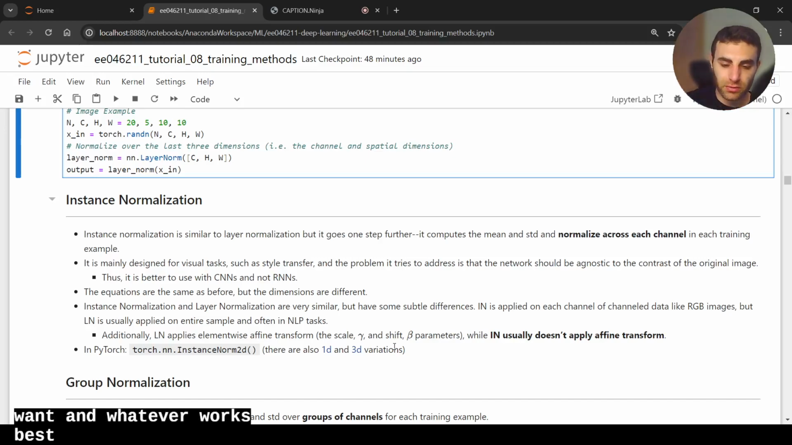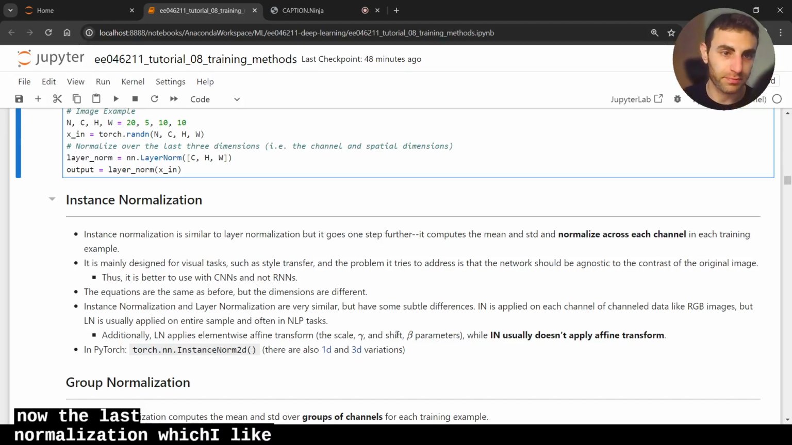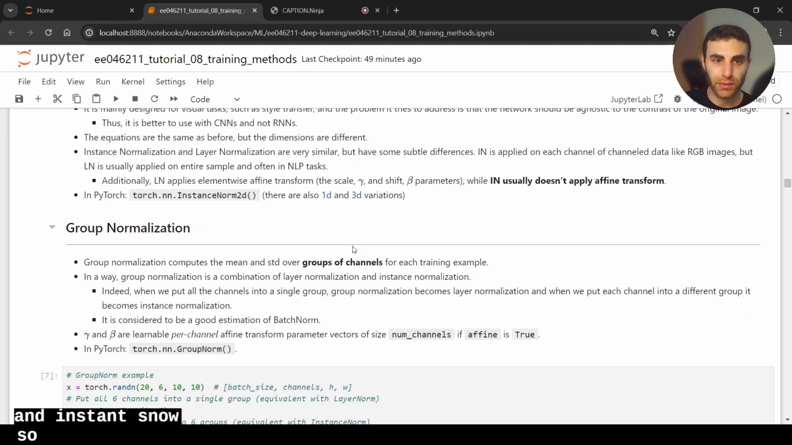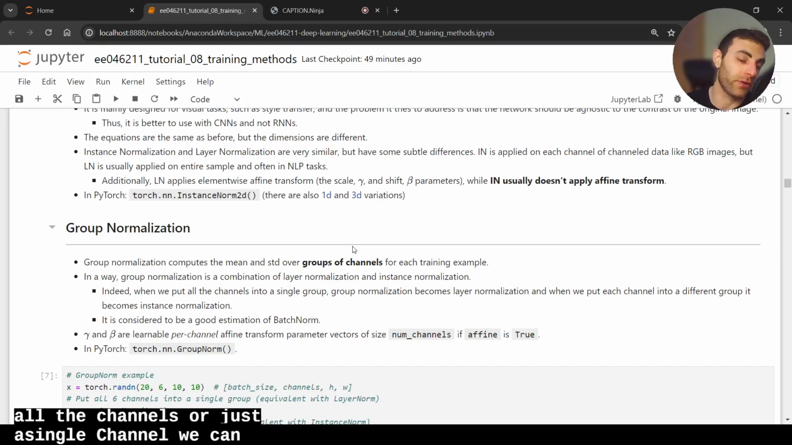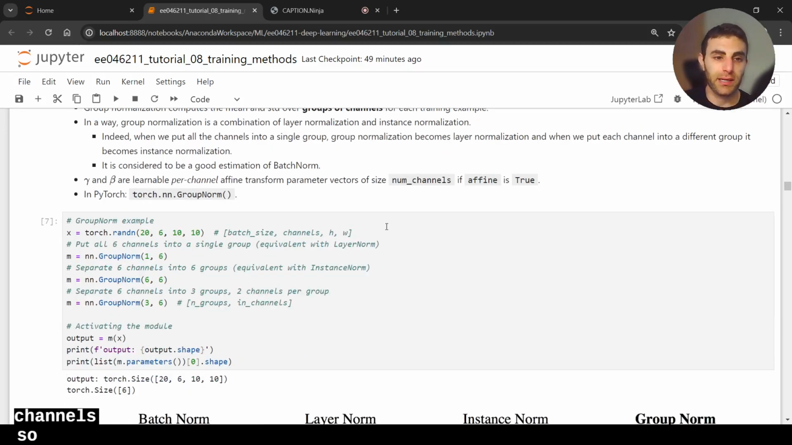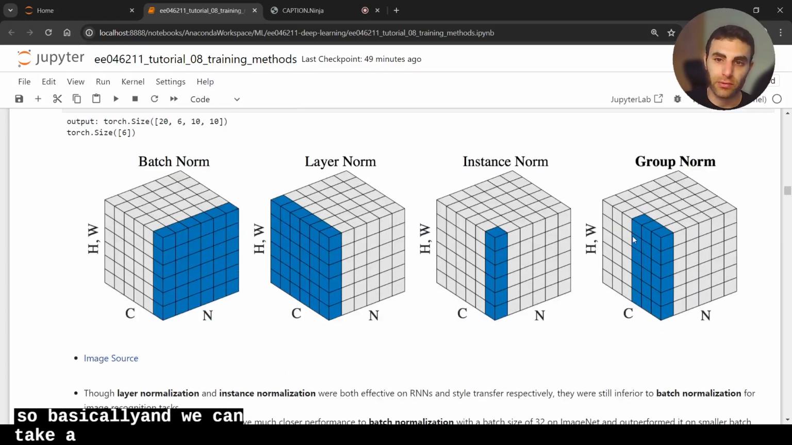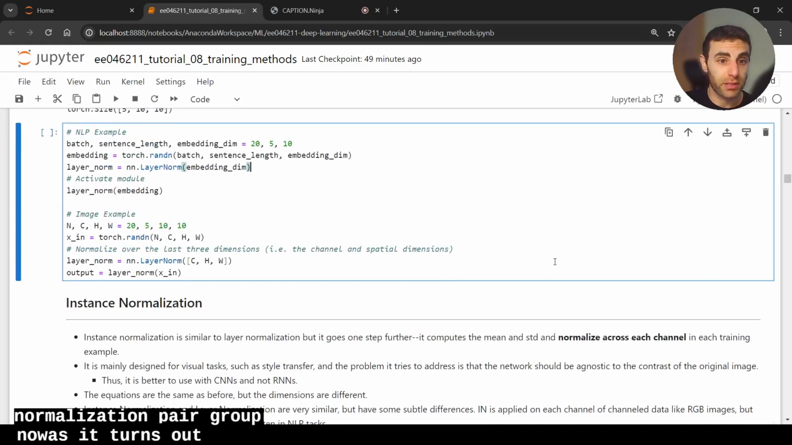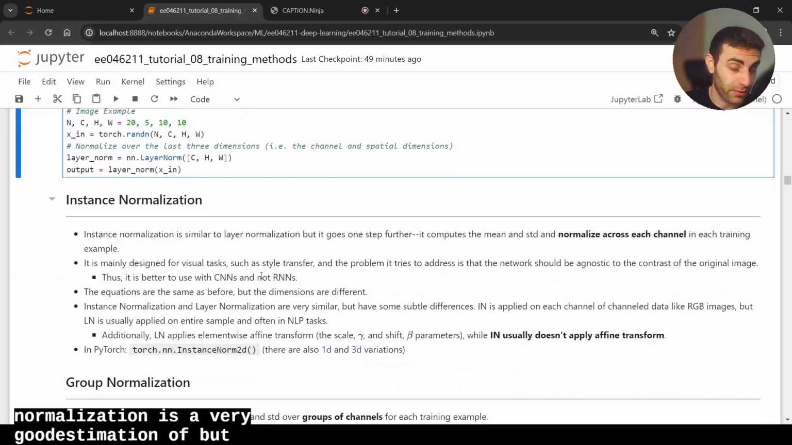Now, the last normalization, which I like the most, is a trade-off between layer norm and instance norm. Instead of considering all the channels or just a single channel, we can consider a group of channels. So we can define a group of channels and perform the normalization per group. As it turns out, group normalization is a very good approximation of batch normalization, but without a dependency on the batch size. So this is very desirable, right?